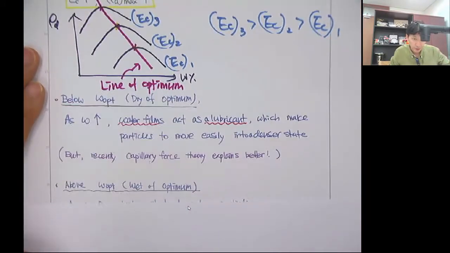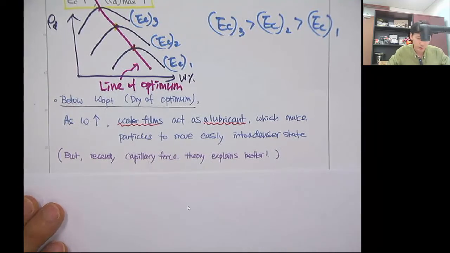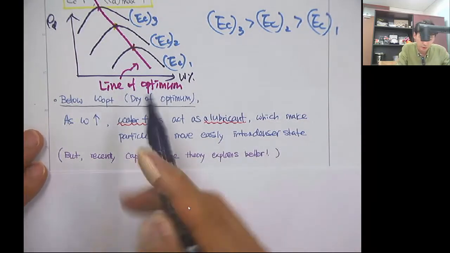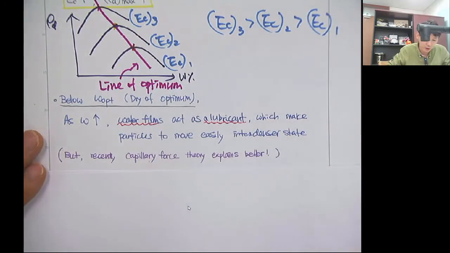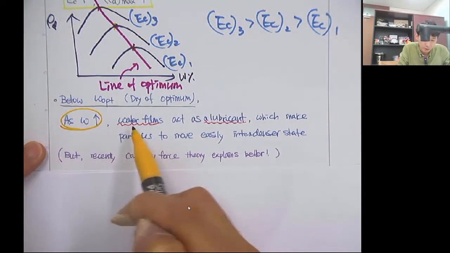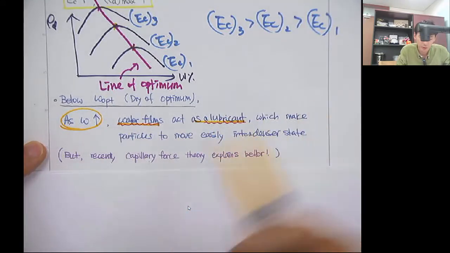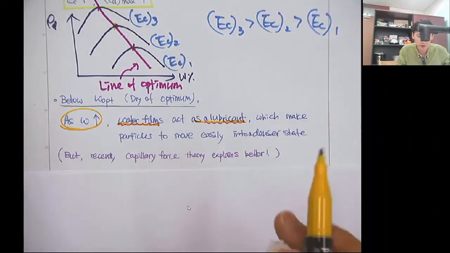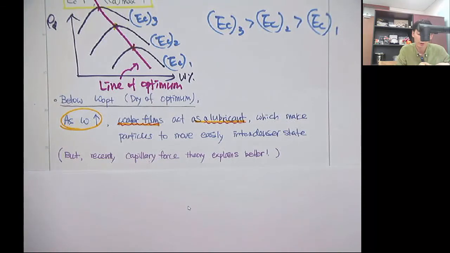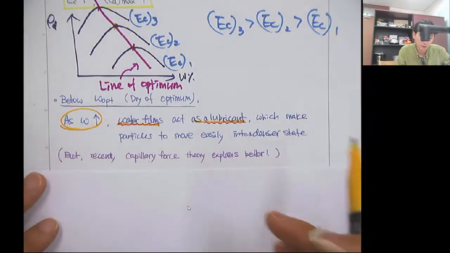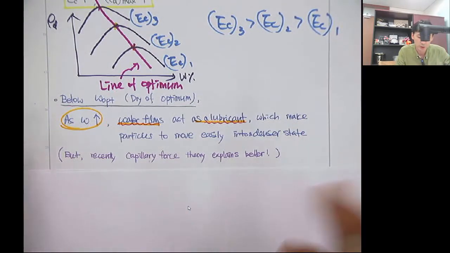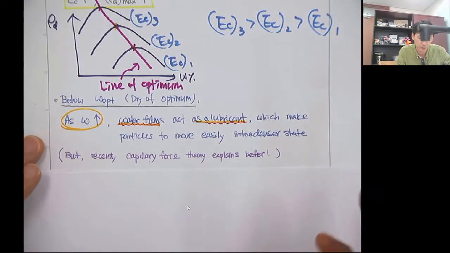Below the optimum water content, in the region of the dry side of optimum, as the water content increases, a water film develops, which acts as a lubricant. So this allows the particles to move more easily into a denser state during the impact. So this is the conventional theory and the explanation people often use.